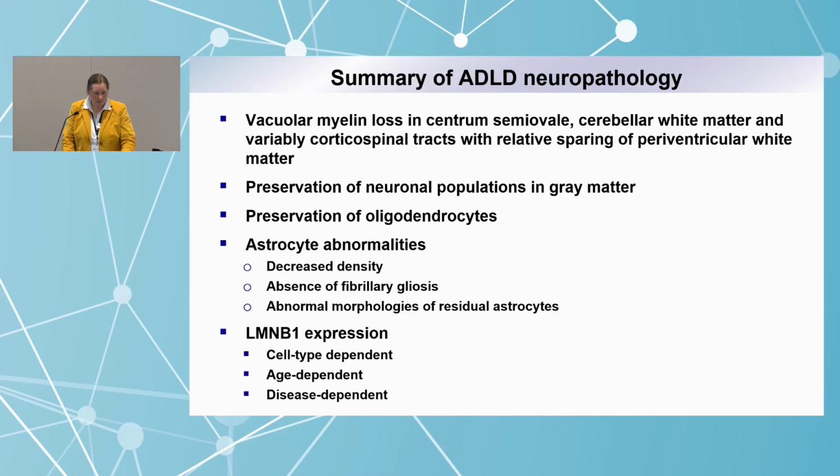ADLD cases. So to summarize, what we see in ADLD as a neuropathologist is this vacuolar myelin loss in a characteristic distribution of the brain, affecting the centrum semiovale, cerebellar white matter, and degenerated corticospinal tracts, with relative sparing of the periventricular white matter, which is one of the more characteristic features of the disease. What I haven't shown here is that we see largely preservation of the neuronal cell population. We see preservation of oligodendrocytes, but we have this really abnormal astrocyte phenotype.